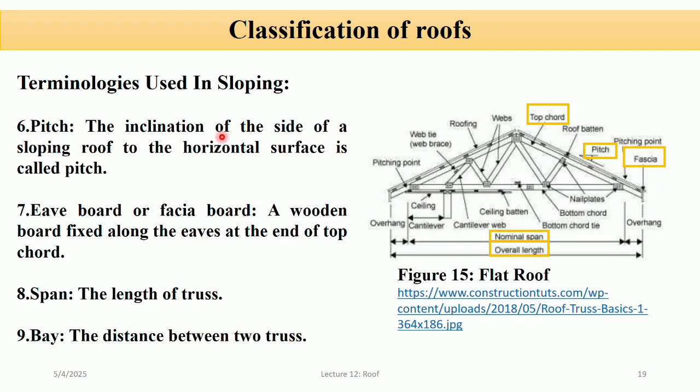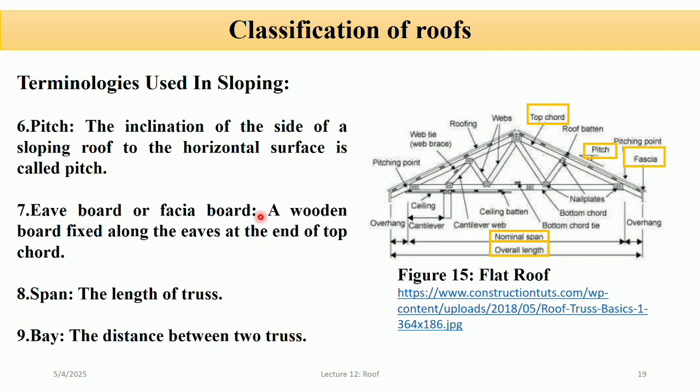Pitch. So the inclination of the sides of a sloping roof to the horizontal surface is called pitch. You can see in the figure this is the pitch. This is an angle with the horizontal. So it is called pitch, and it can be expressed in degrees or as a ratio, and it affects how well the roof sheds rainwater or snow, and it influences the design, aesthetics, and usable space under the roof.